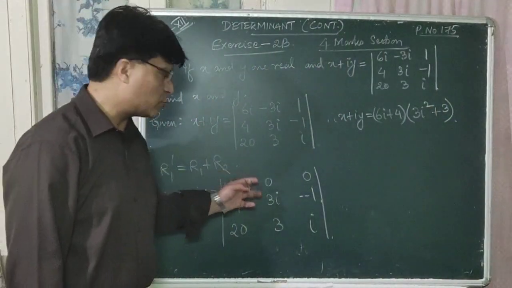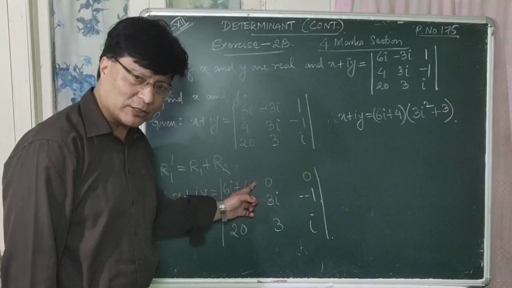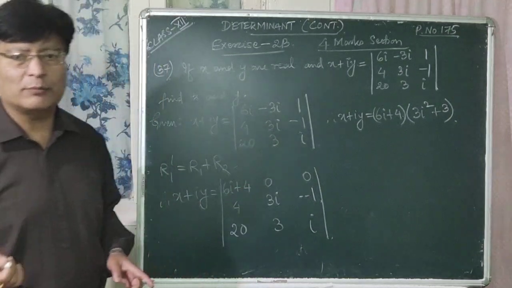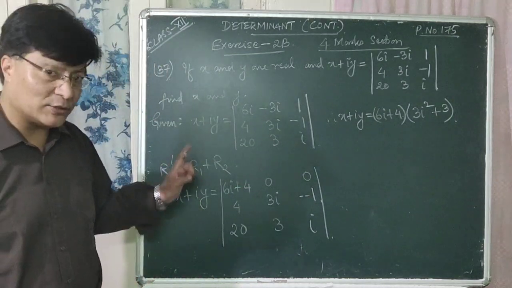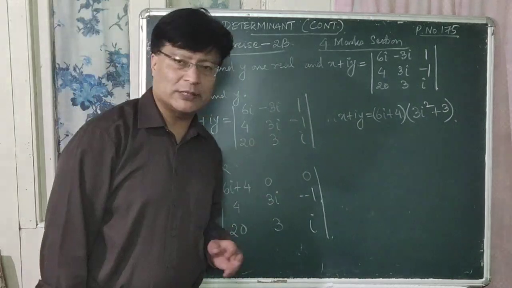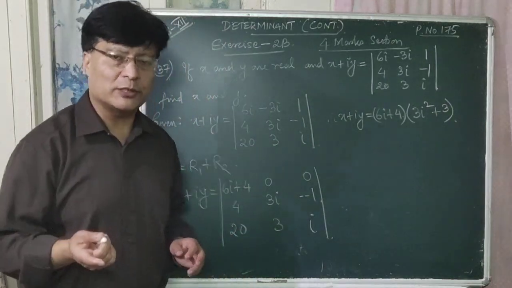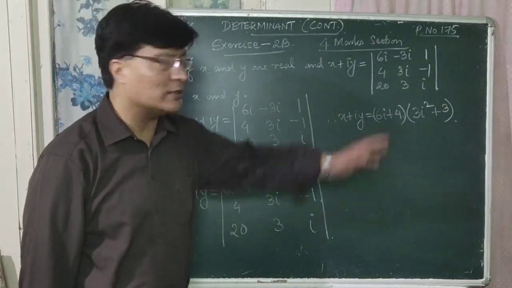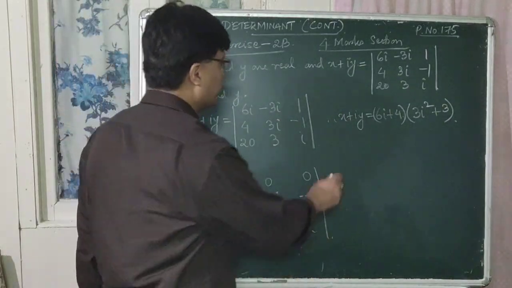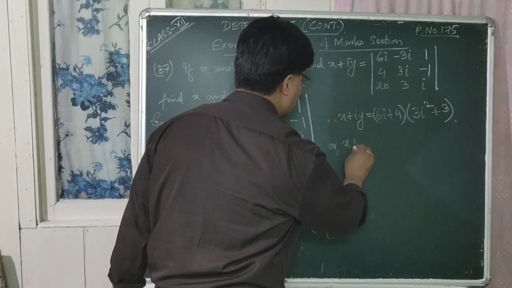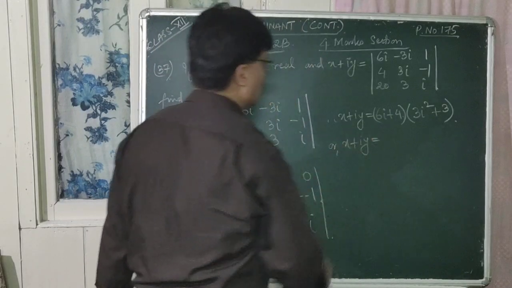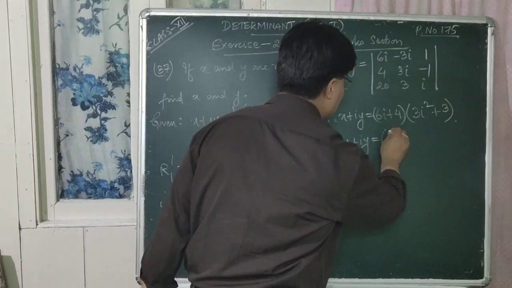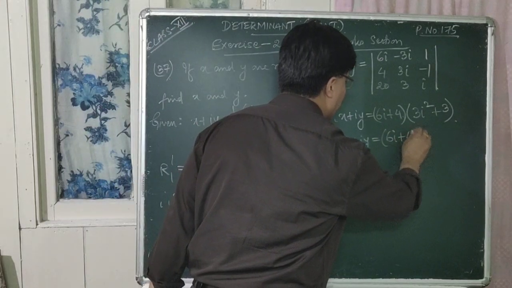Now again you have to write minus 0, then comes minus 0. But 0 into any number is 0, so you don't have to write this 0. Again plus 0 is there. Again 0 into any number is also 0, so this 0 you don't have to write. So this is the expansion. So now x plus iy is equal to, within the bracket it is 6i plus 4.